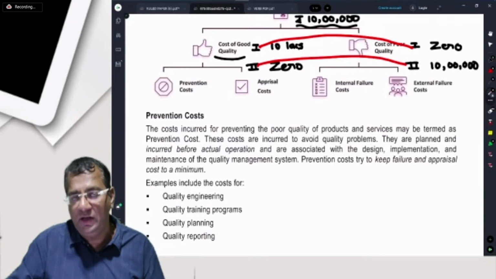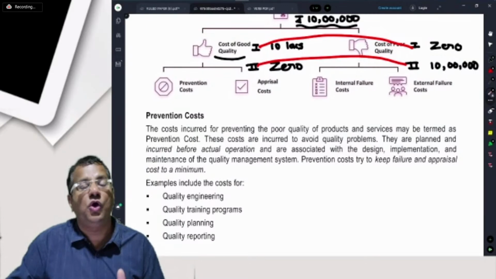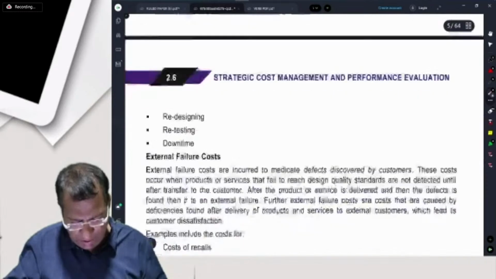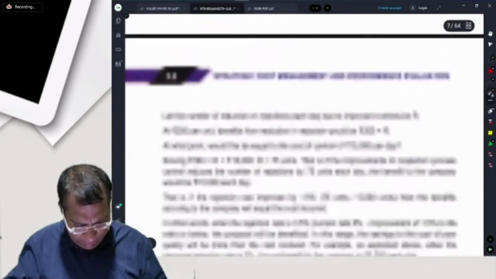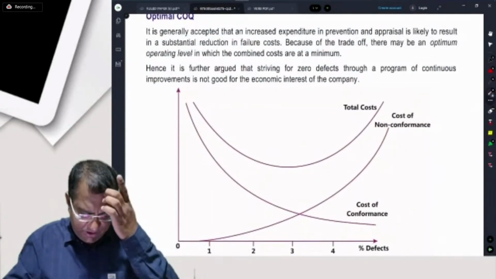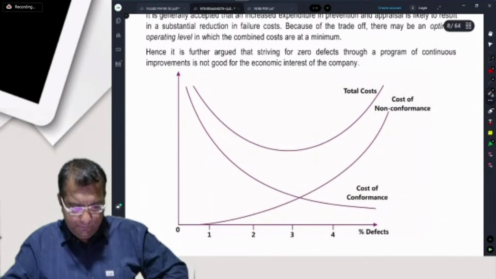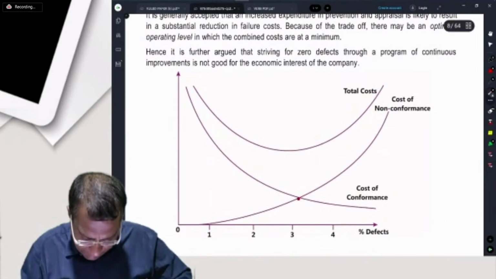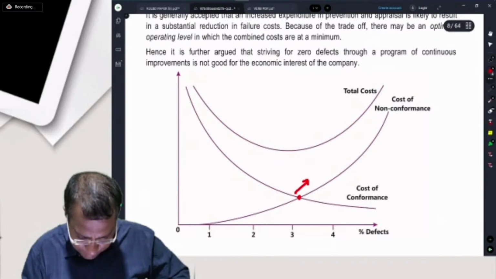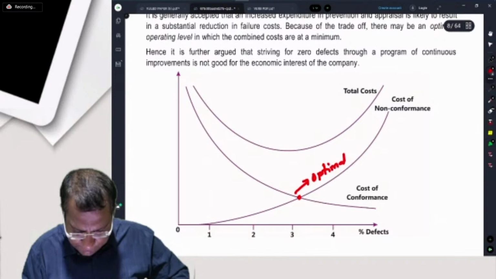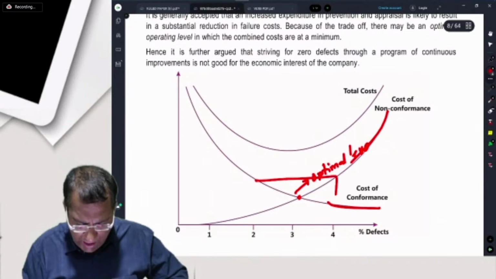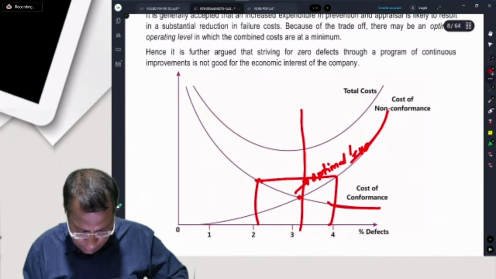What is the optimum level? The optimum level is where the cost of quality should be at minimum level. I think one graph is given. Yes, optimal COQ. It is given on page number 8. This is the optimal level. This is known as the optimal level. Optimal level, where cost of conformance and cost of non-conformance are minimum, is known as optimal level.